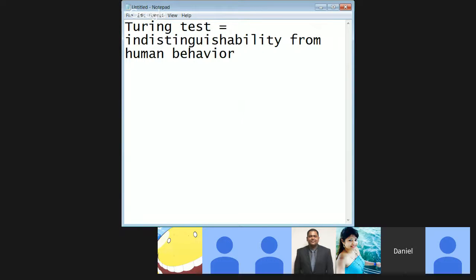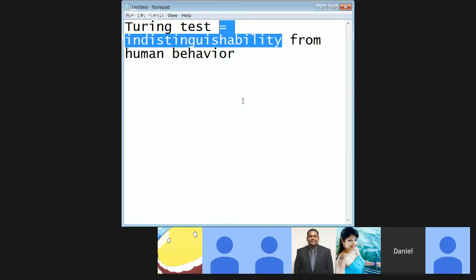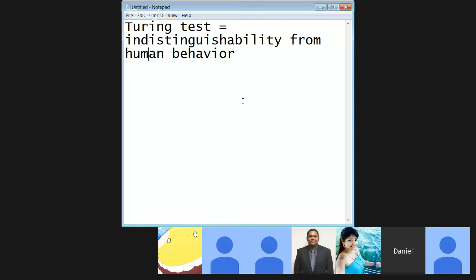So the Turing test is about indistinguishability from human behavior. If you can distinguish between the computer and the human, if the human and the computer don't act the same, then it doesn't pass the test. But if the computer acts enough like a human that another human can't tell them apart, that's indistinguishability, and that's passing the test. And Turing's reasoning here, he actually calls it fair play for machines.